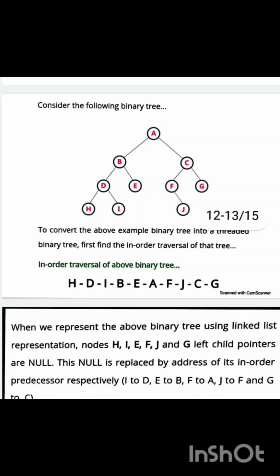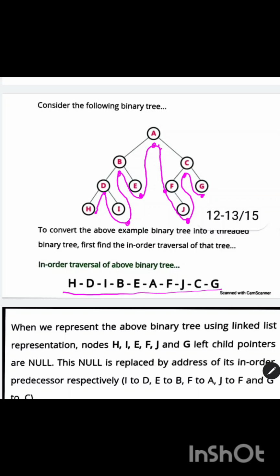To get the threaded binary tree, we should have the in order traversal. I'm doing the shortcut right now. We start with the extreme left. So H, D, I, B, E, A, and now the nodes which have the right child, we take the right child first. So F, then J, then C, and then G. So H, D, I, B, E, A, F, J, C, and G. This is the in order traversal of this tree.